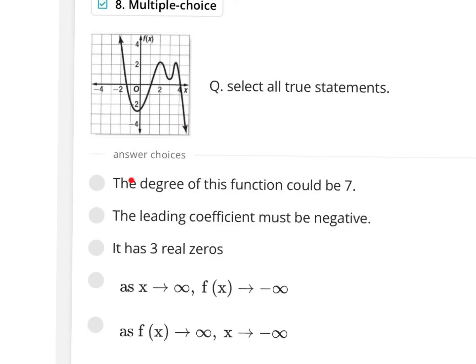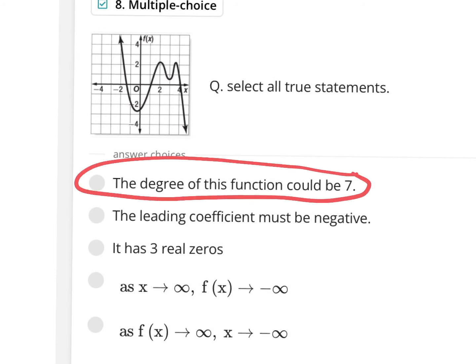If we read this first one, it says select all true statements. The degree of this function could be 7. Now it doesn't say at least 7. It says it could be 7. And what we could tell is the directions that the graph goes tells us the least degree possible. So it's going down, that's 1, up 2, down 3, up 4, down 5. So we know that it has to be at least degree 5, but that means that it could be 7. So yes, this is a true statement. You would select that one right there, okay?